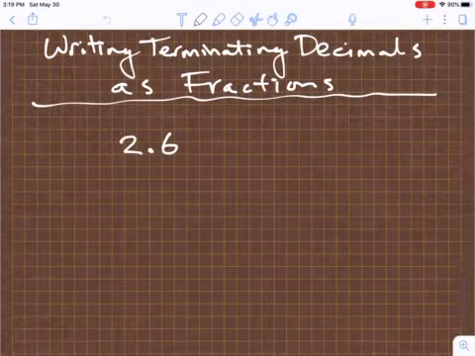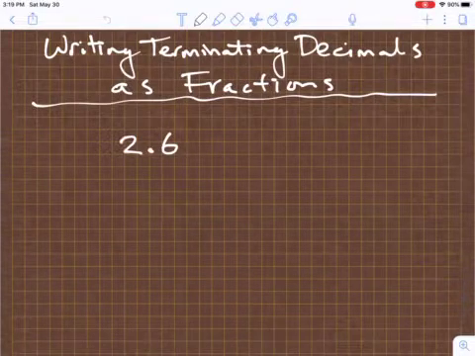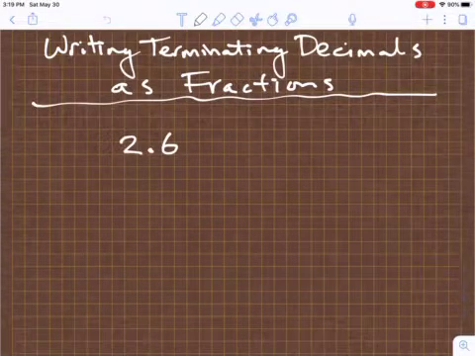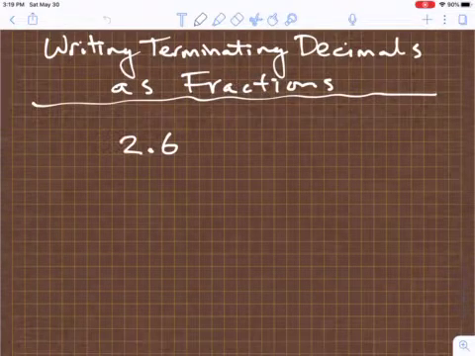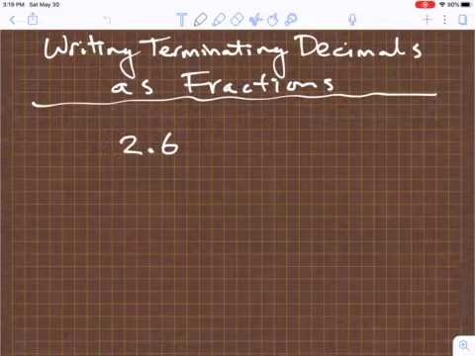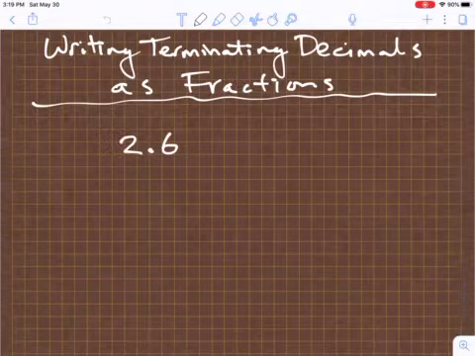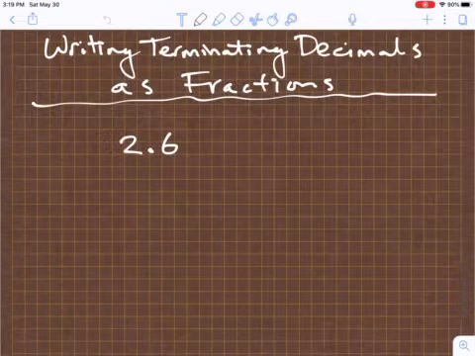From time to time, one of the things you will need to be able to do is express numbers that are written in one way in another way. A pretty common thing that you'll run across is sometimes they'll give you a decimal, and for one reason or another, you'll need to be able to express it as a fraction.